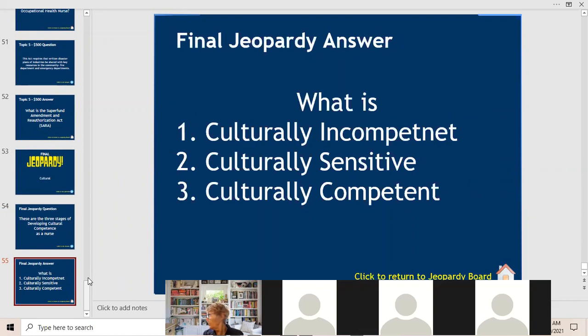The difference between sensitive and competent is that sensitive means you are aware that people have different perspectives, and competent means you understand what those perspectives are. And you're working towards number 3. You start out being incompetent.